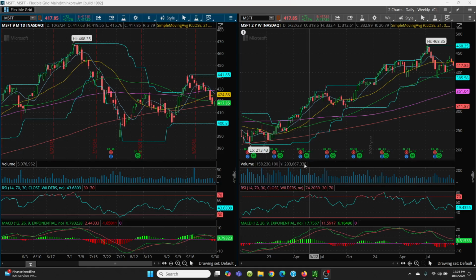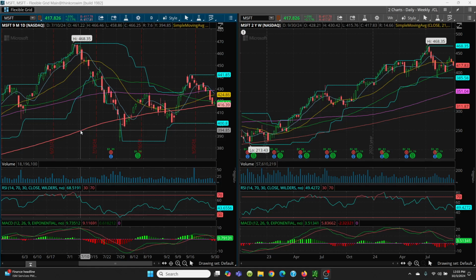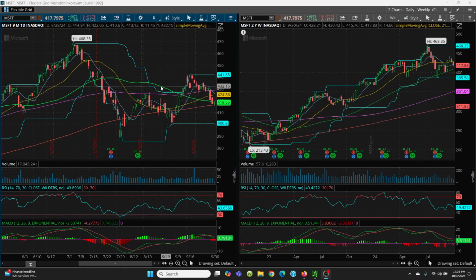All right, here we have Microsoft, your daily and your weekly chart. Now, this is a really good one here. It's a good AI play. What I like about this chart is, see, we have a low, we have a higher low, and now we have a higher low. Now, the key is it needs to hold this 200-day simple moving average here at 416.39. You can see it's going between there and this 50-day, okay?